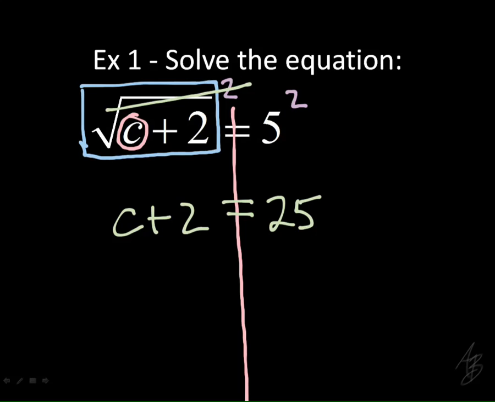We want to get the c by itself still. So how do I get that c by itself? Subtract 2. So subtract 2 on both sides. The 2's cancel each other out. So what's left on the left side?